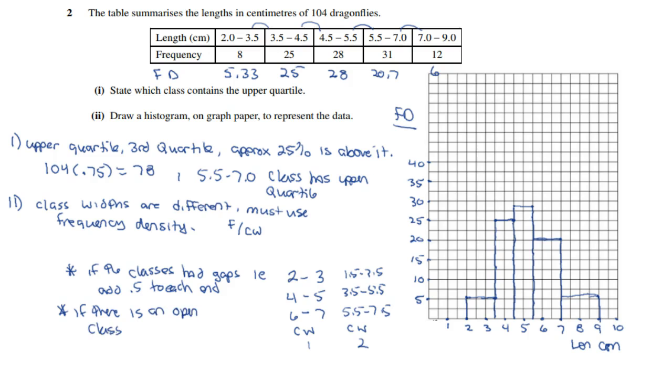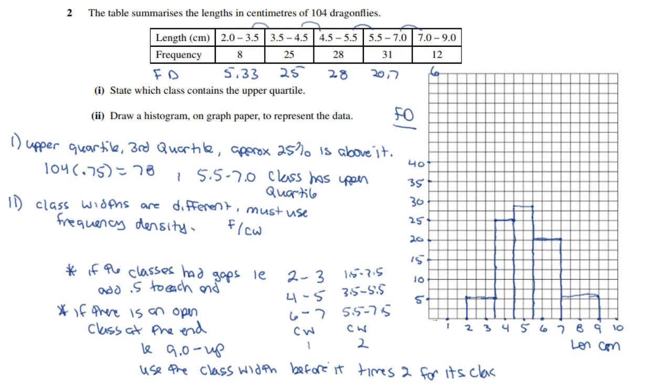Another thing to remember is if there's an open class, meaning everything and up or everything and below, what you do is pick the next closest class. So for example, at the end, if it said from 9 and up, well then we would look at the class before it, and whatever size it is, we would double that. And then that would be the class width that we would use. So just a couple things to keep in mind.